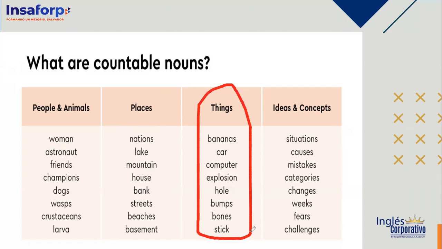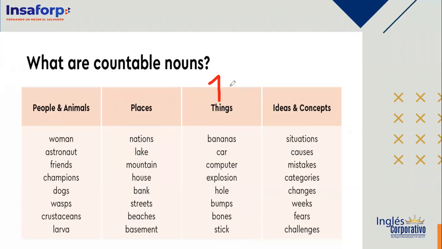Bananas, car, computer, explosion, hole, bumps, bones, and the last one is sticks. Okay, so you can say one banana, or you can also say two bananas. You can say one computer or two computers. You can say one car or two cars. Is it clear?